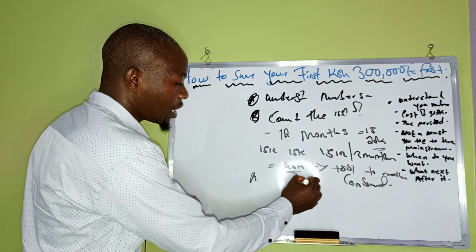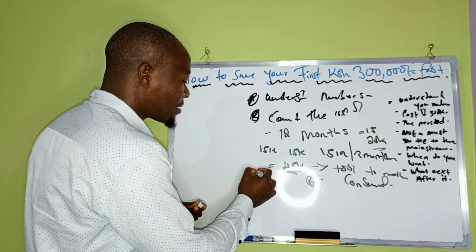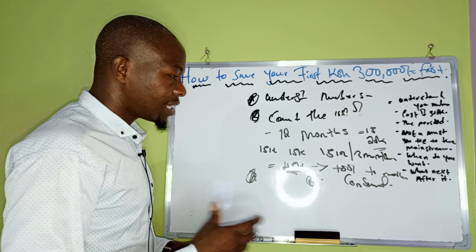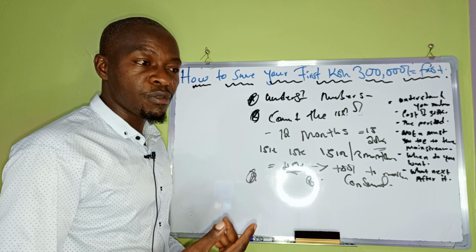We have person A and person B. Both of them are saving the same amount of money, and by the third month they both have 45,000. Now, A is a bit of a risky individual. This is an individual who says, guess what? Whatever comes my way, I grab it, provided it makes me money, I move to the next level.